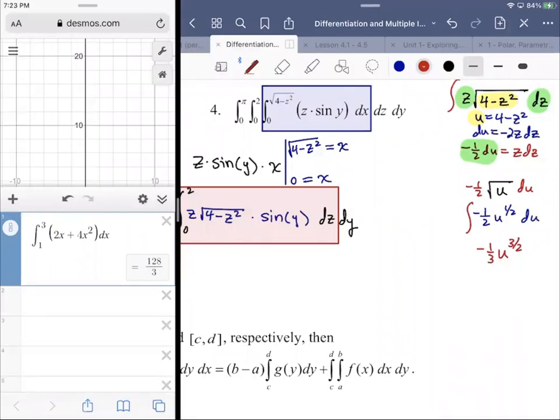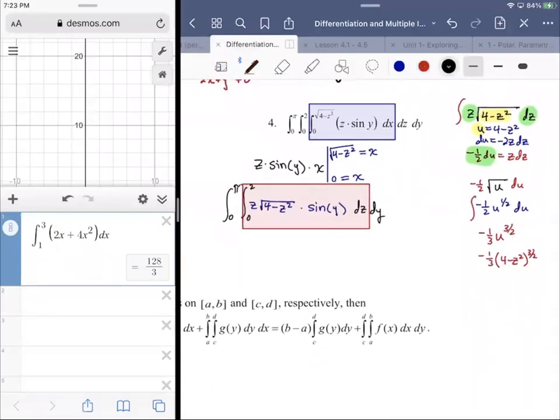All right. So we're looking at negative 1/3 times 4 minus z squared to the 3/2. That would be my indefinite integral. So I'd rewrite. I'm hanging on to the sine of y, that's a constant, multiplied by negative 1/3 times 4 minus z squared to the 3/2, over the interval of 0 to 2.